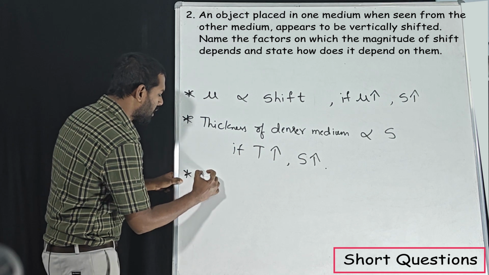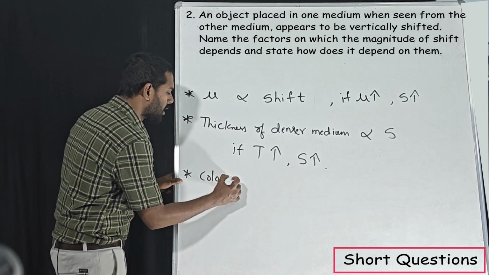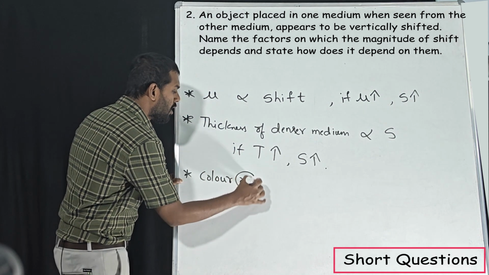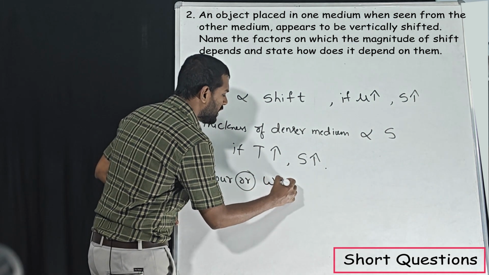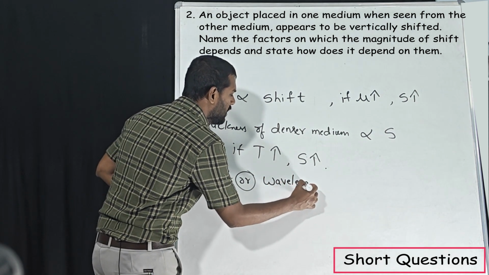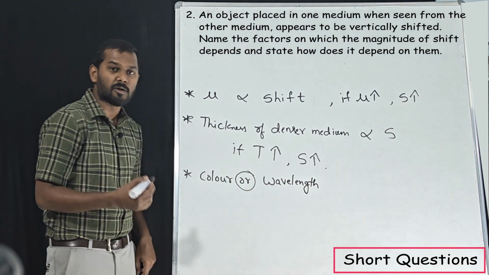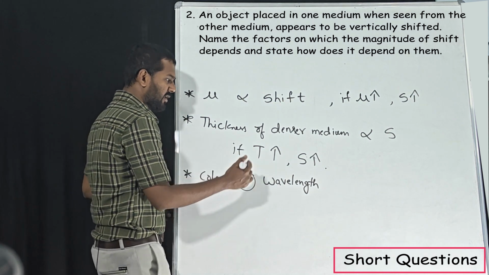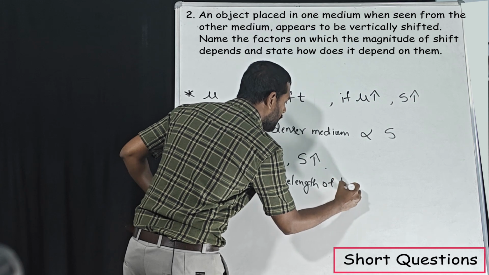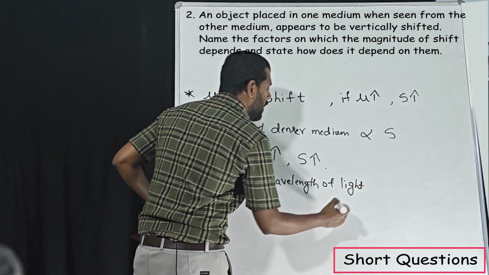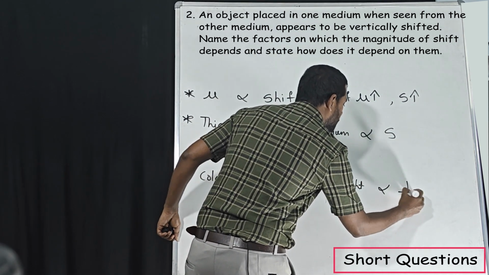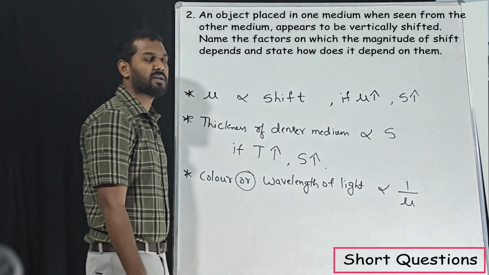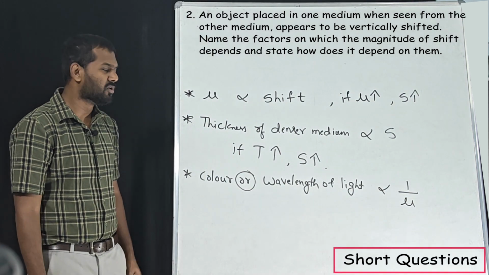Last one, color or wavelength. See, when it comes to the light chapter, whenever we talk about wavelength, that means the color of the light. So color or wavelength of light is inversely proportional to refractive index.